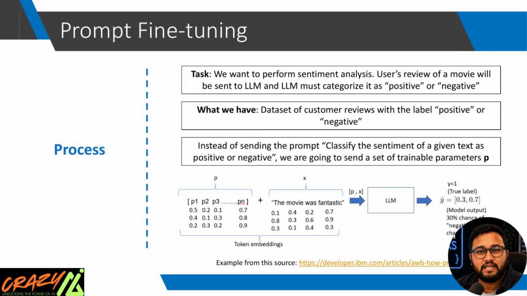Initially, these embeddings contain random values. The model predicts the sentiment. For example, it might assign a 70% probability to positive and 30% to negative. Those predictions are then compared with the actual label. The resulting error is used to improve the prompt embeddings. This process repeats until the learned prompt consistently guides the model toward accurate predictions.